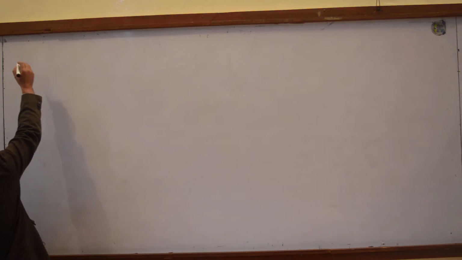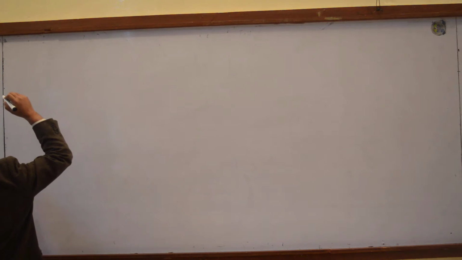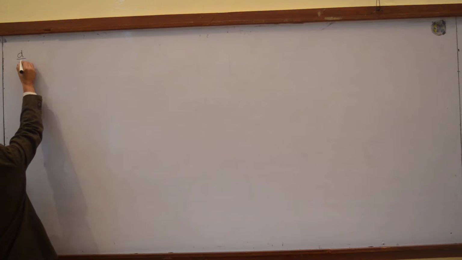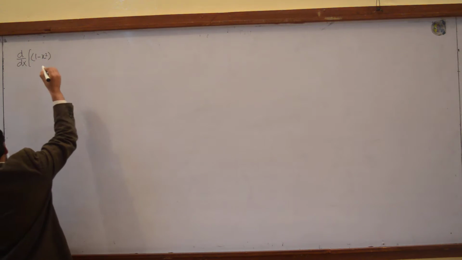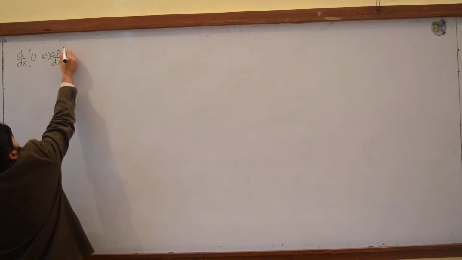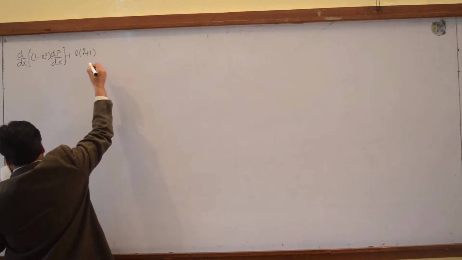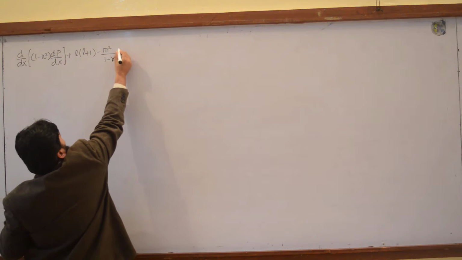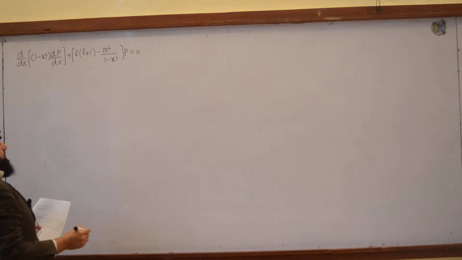Okay, so the Legendre polynomial is going to be the solution of this equation. Last time we wrote d/dx of (1 minus x²) dP/dx, plus [L(L+1) minus m²/(1 minus x²)] P, equal to 0.